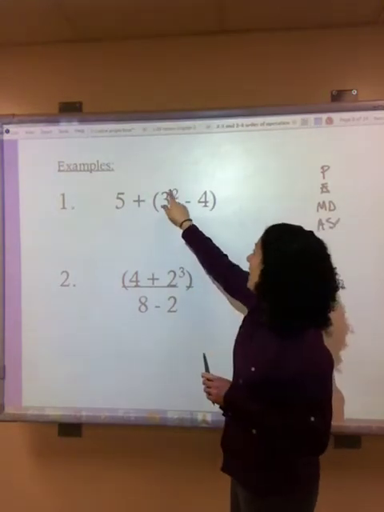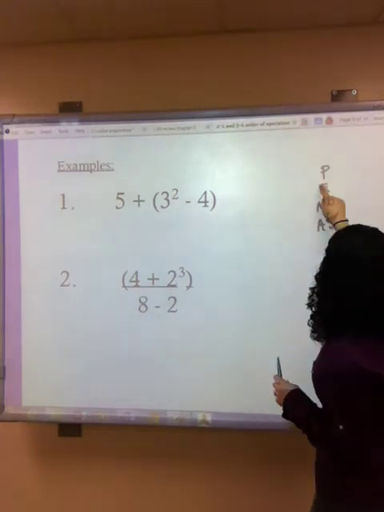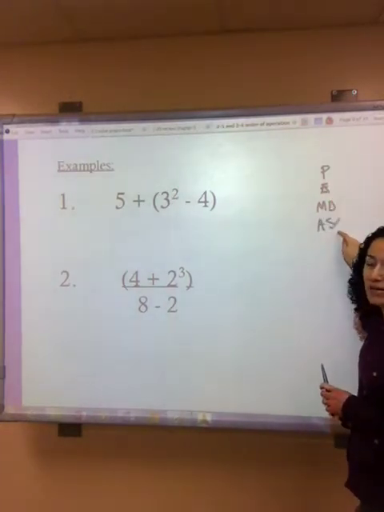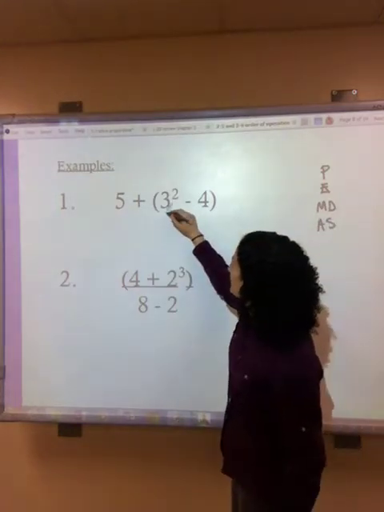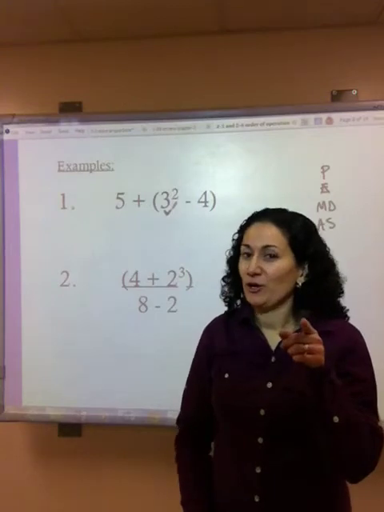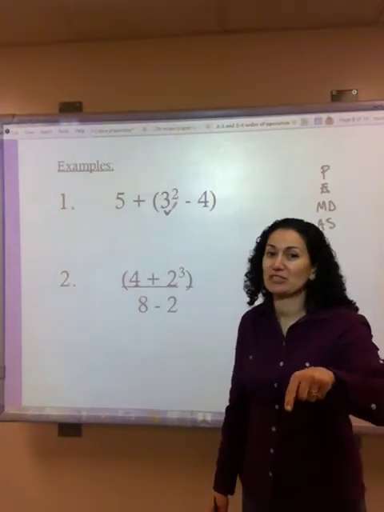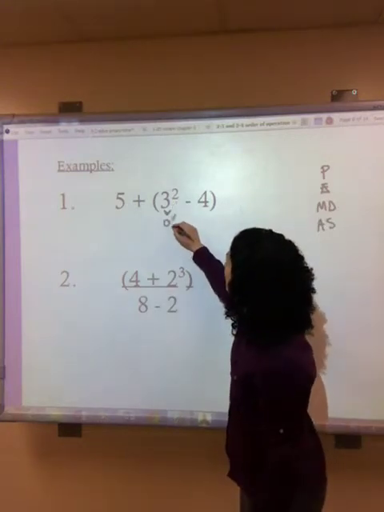I've got a power and subtraction. I know that exponents are more important than subtraction, so I'm going to evaluate the exponent first. 3 to the power of 2. I hope you didn't say 6. 3 to the power of 2 means 3 times 3, which is 9. So that gives me 9.